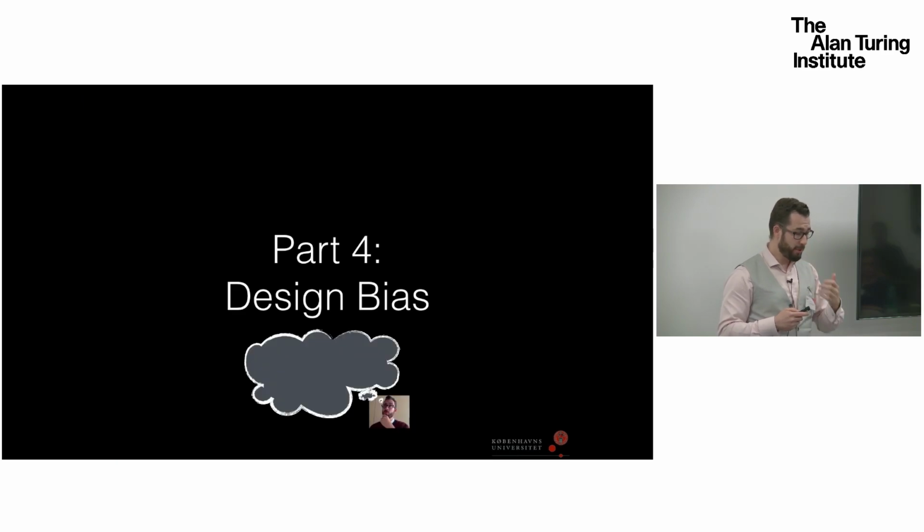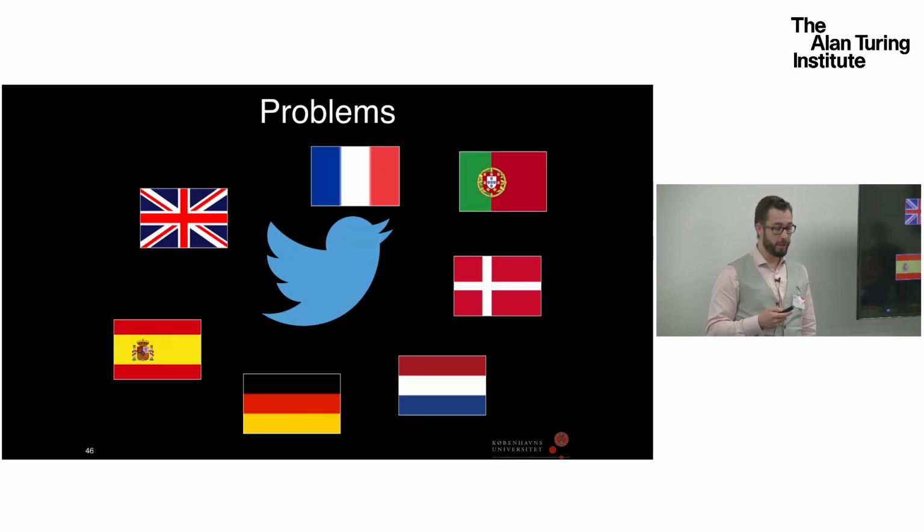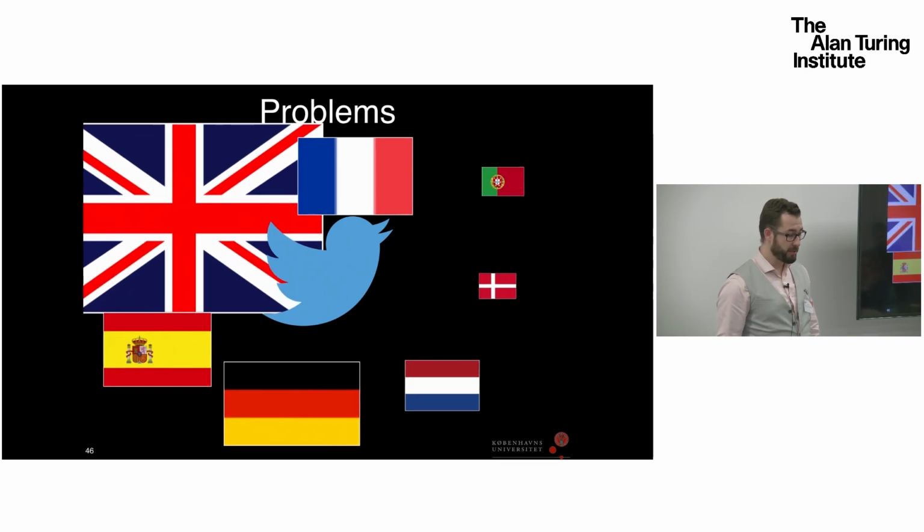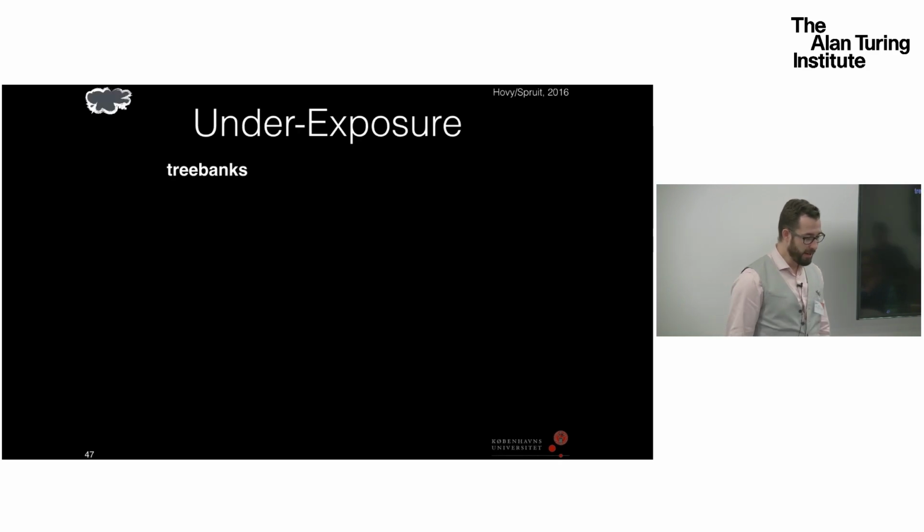So let me get to the last part, which is design bias. Design bias, just to bring that back, is how we think about language and how we address NLP. The problem in the world is that we want to work on different languages, but not all languages are created equal, at least not in terms of resources, right? So it's very, very easy to work on English. It's a lot harder to work on Danish. I can tell you from experience. Actually, Danish is hard in any case, but.